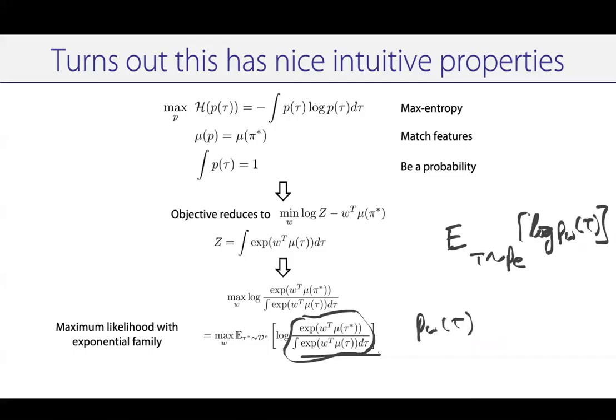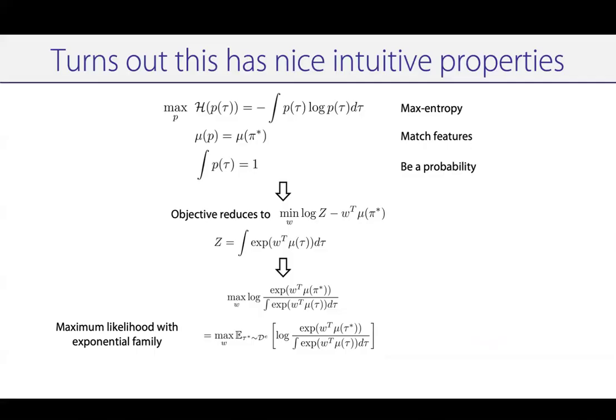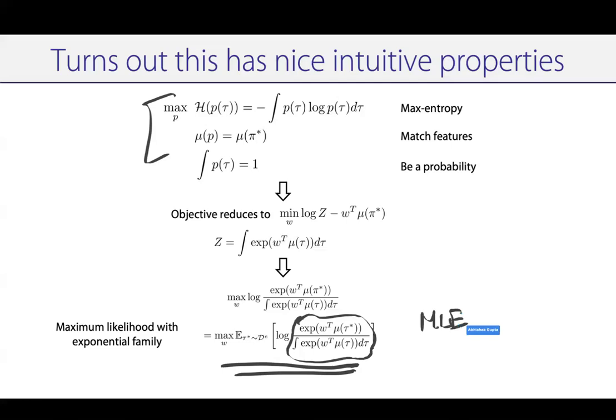So, MaxEnt IRL starts from this thing and just simplifies to a maximum likelihood problem under the softmax distribution. So that is MLE under softmax. Okay. Does that make sense? So intuitively it's just saying, try to find a W which weights the good trajectories high and the bad trajectories not as high.